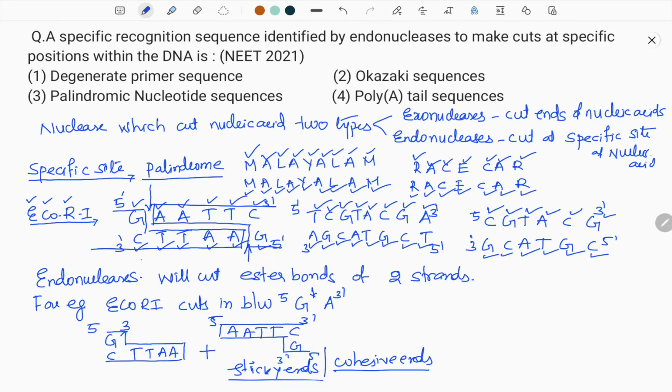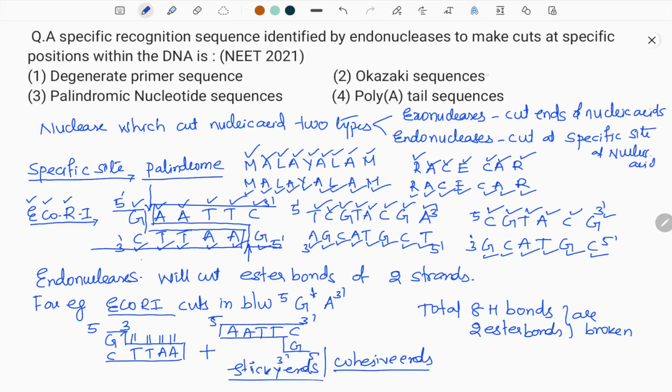Then can you say how many hydrogen bonds are broken when a palindrome is cut with EcoRI? You see here 2, 2, 2, 2. So a total of 8 H bonds and 2 ester bonds are broken here. Eight hydrogen bonds and 2 ester bonds are broken when we make use of the EcoRI enzyme. So this is the question I was trying to explain to you.